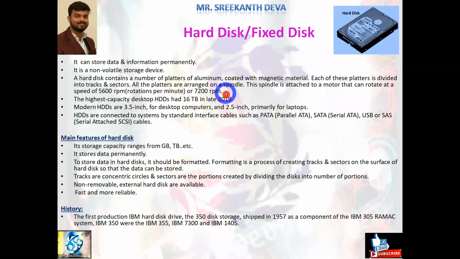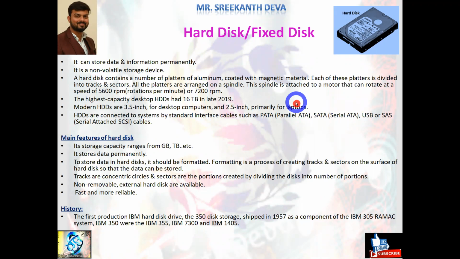The major characteristic of a hard disk is that it holds more data than a floppy disk. Its storage capacity comes in GB, gigabytes, and nowadays we also use terabytes. You can check in the market, both internal and external hard disks are available in TB, terabytes. But in olden days, hard disks were used in the form of gigabytes, GBs.